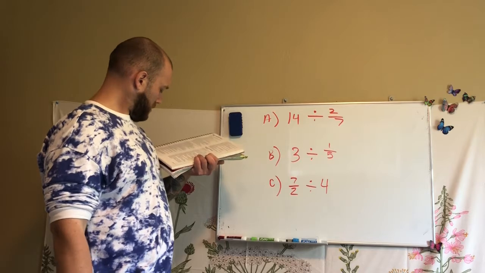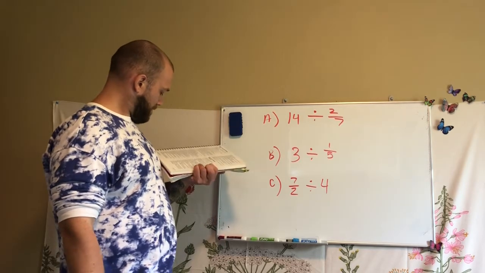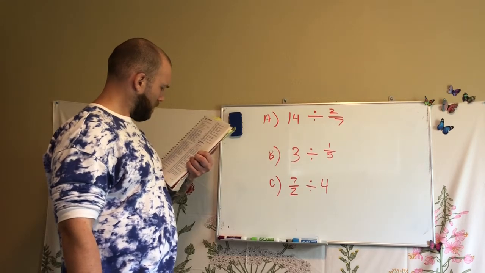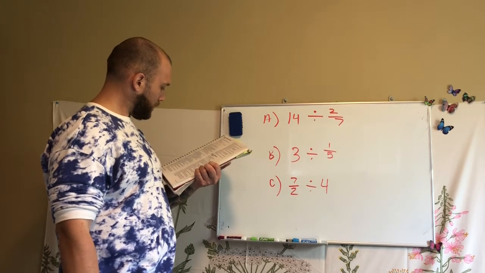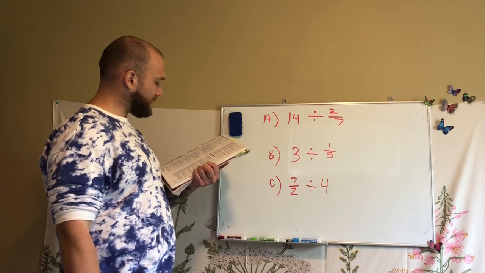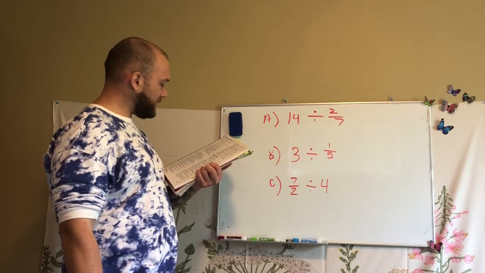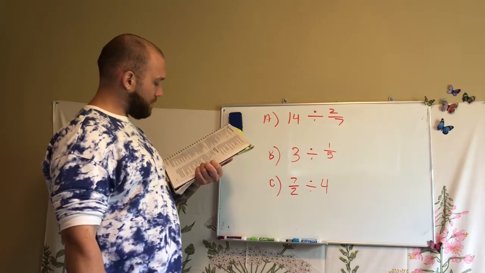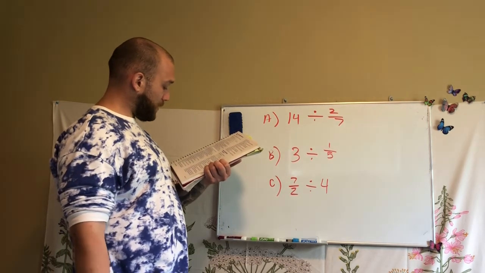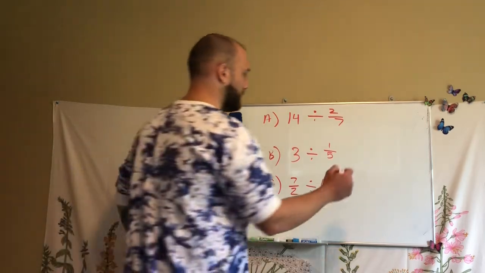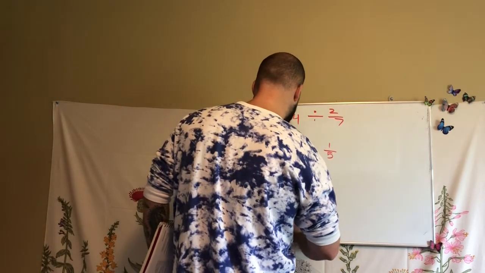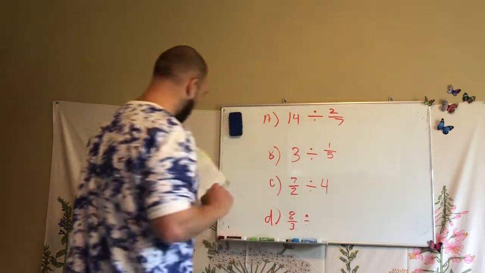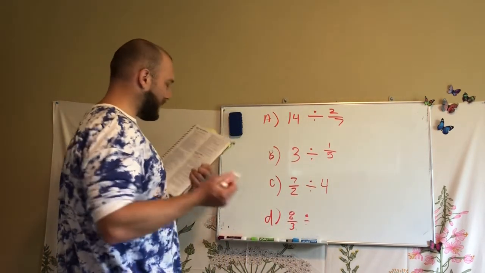All right. Oops, not problem B. Problem D. A pie weighs 8/3 pounds. It is cut into slices that each weigh 1/9 pound. How many slices are there? So, what's the number you start with? 8/3. And you're dividing it into what? 1/9 pound.